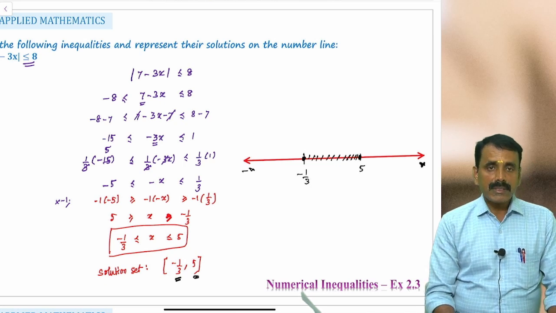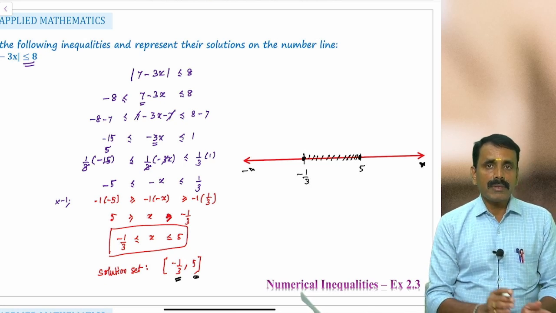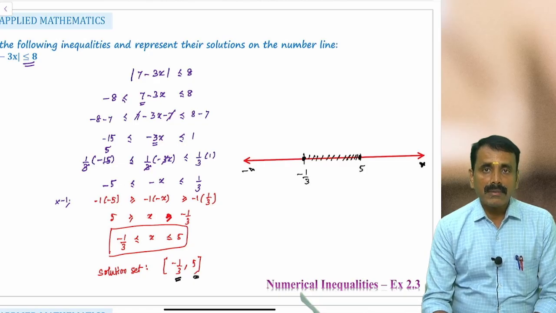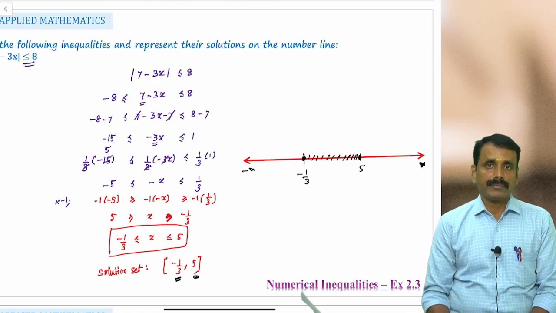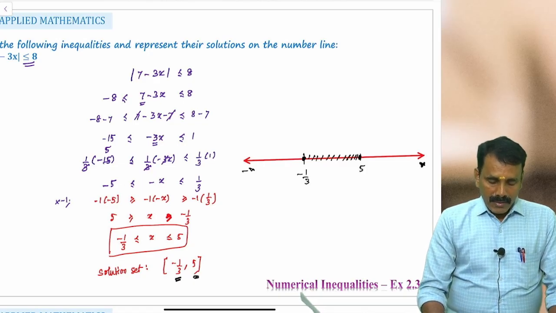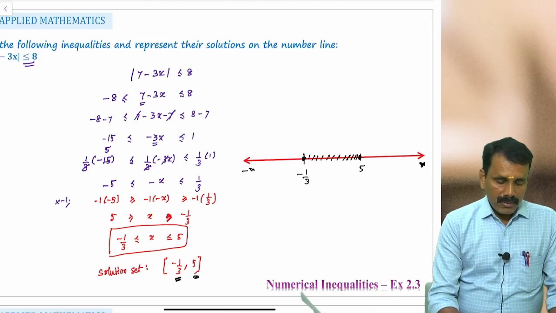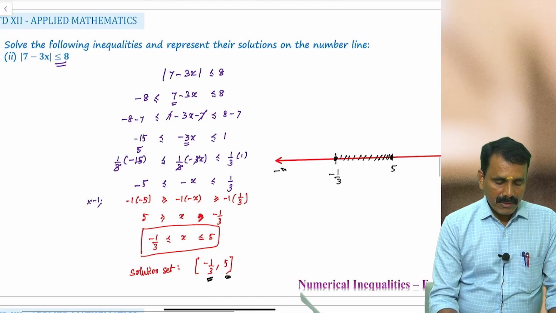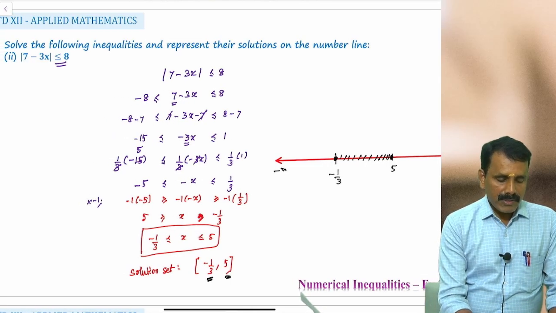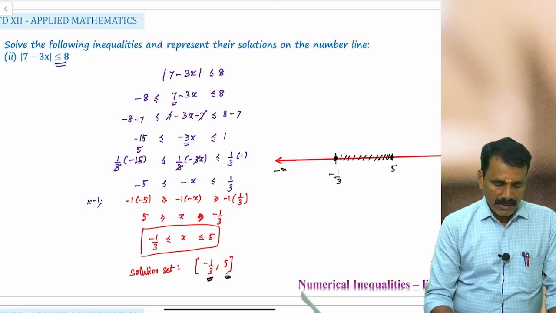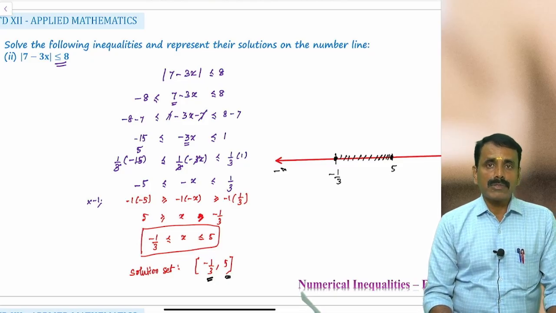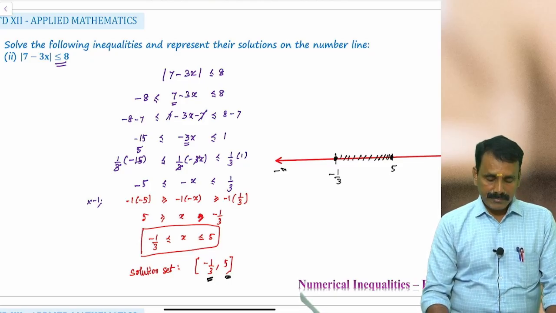Is it clear? Because x is going to lie between minus 1 by 3 and 5, we are going to shade inside minus 1 by 3 and plus 5. Okay. So the solution set for this expression, modulus of 7 minus 3x less than or equal to 8, is closed interval minus 1 by 3 and 5.